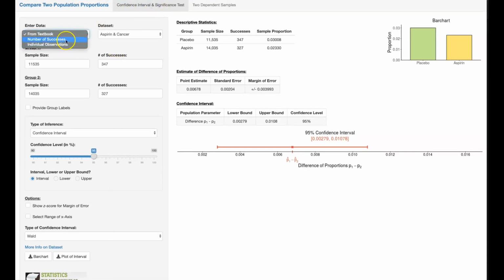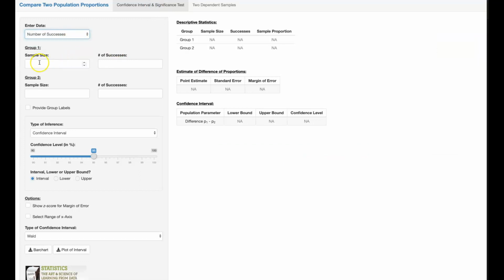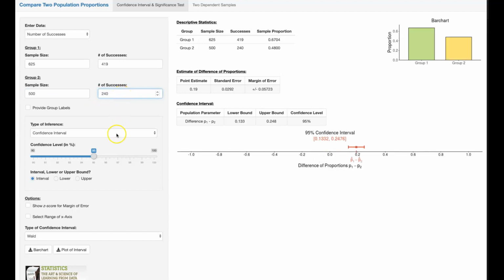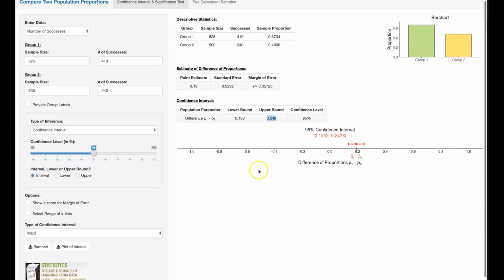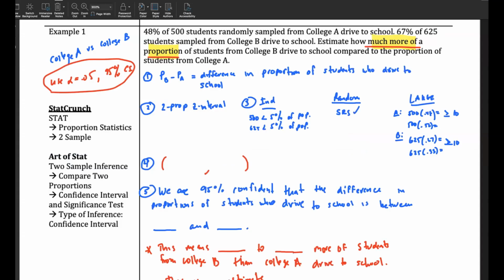There we have our number of successes for the first group. The sample size was 625. Number of successes, if you remember, was 419. And then for the second group, we had sample size 500. Number of successes 240. And we're doing a confidence interval of 95. And so then you can see we end up with those numbers right here, 13.3 and 24.8. And that's it. So let's go ahead and take a look at that. Then that's what goes right here.